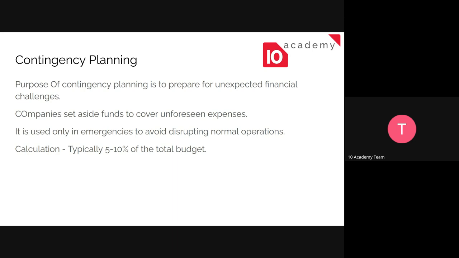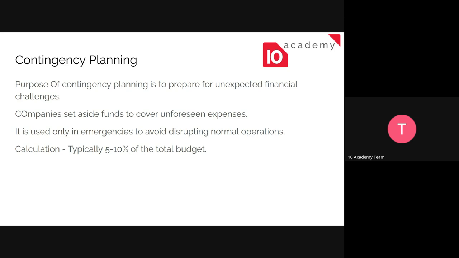And for the last one, contingency plan is just to prepare for unexpected financial challenges, like we discussed earlier. Companies set aside funds to cover unforeseen expenses. Even governments do this. It's used only for emergencies and to avoid disrupting normal operations. So they are not used to cover expenses, but to cover unexpected or unforeseen expenses, because for the expenses, we already have an expense budget, right?